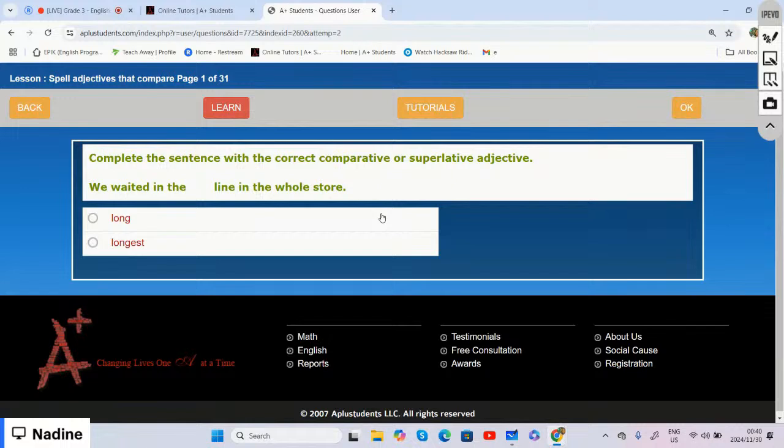All right, it says we waited in the long line in the whole store, or we waited in the longest line in the whole store. So option one or option two.